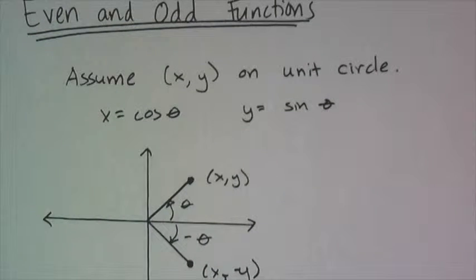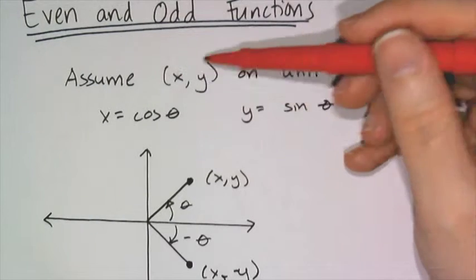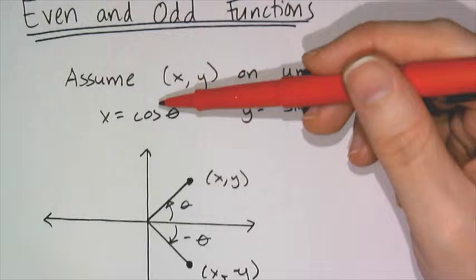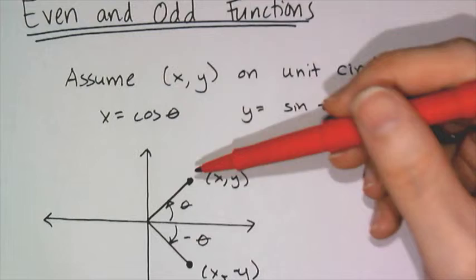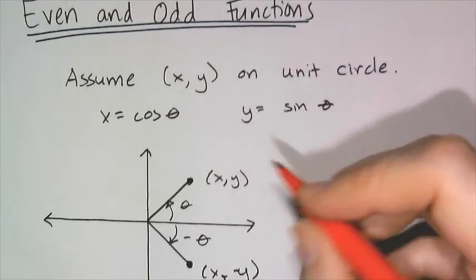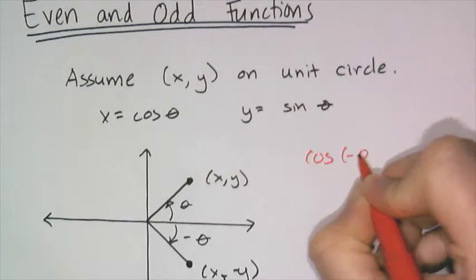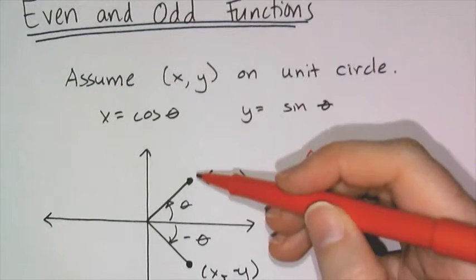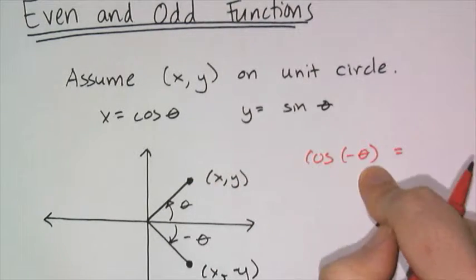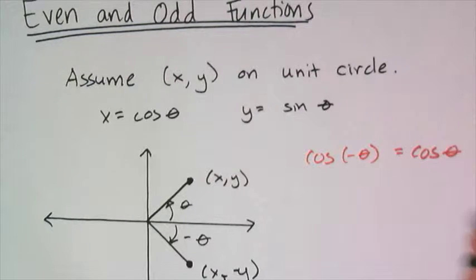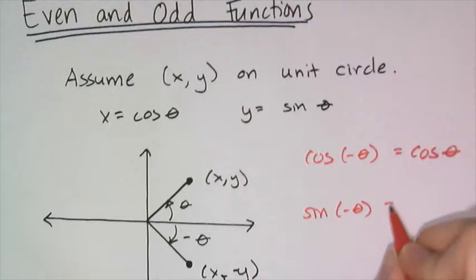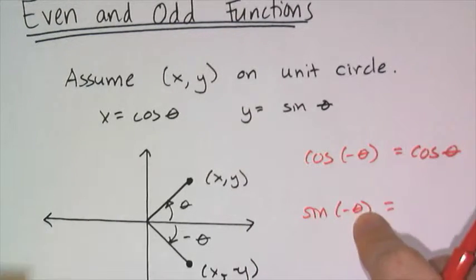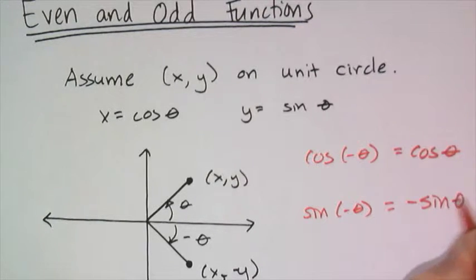In addition to being periodic, one is even and one is odd. And we're going to assume that (x, y) is on the unit circle. x is equal to cosine theta and y is equal to sine theta. And you'll notice that I have theta and negative theta. If I think about the cosine of negative theta, which is the x value, it's exactly the same. So the cosine of negative theta is exactly the same as the cosine of theta. If I think about the sine of negative theta, the y value, well, they're opposite. So in this case, the sine of negative theta is negative sine theta.